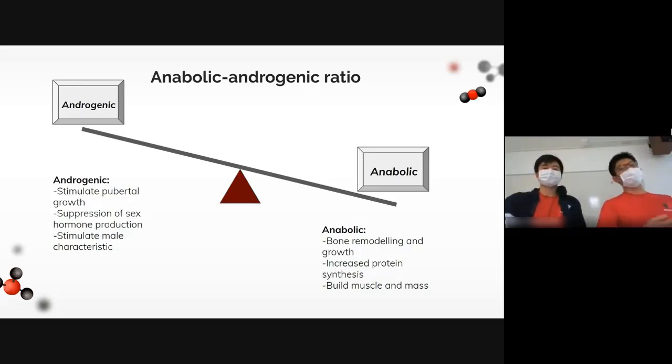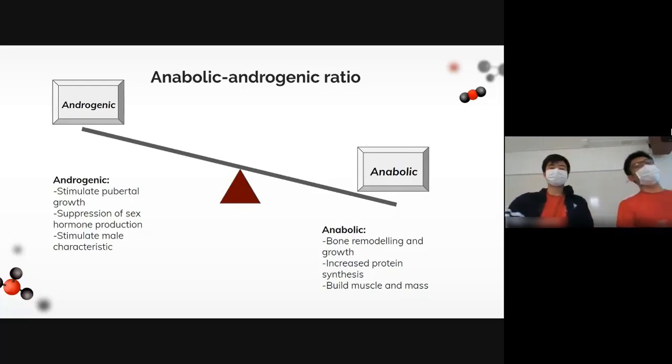So in this case, some side effects are that it stimulates pubertal growth and also causes suppression of sex hormones. The ideal scenario would be if you could separate the anabolic and androgenic parts of the drug. But unfortunately, it's not possible, because to get the anabolic effects, you need to go through the androgenic pathway. So yeah, unfortunately, if you want to gain muscle, you're going to have a bit of a difference with your hormonal system also.